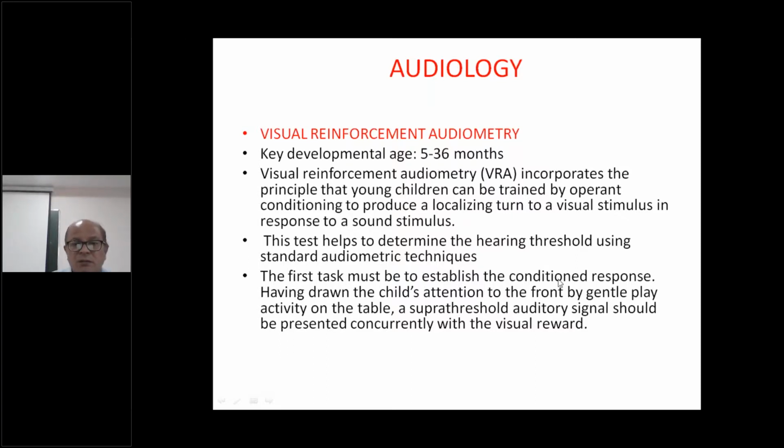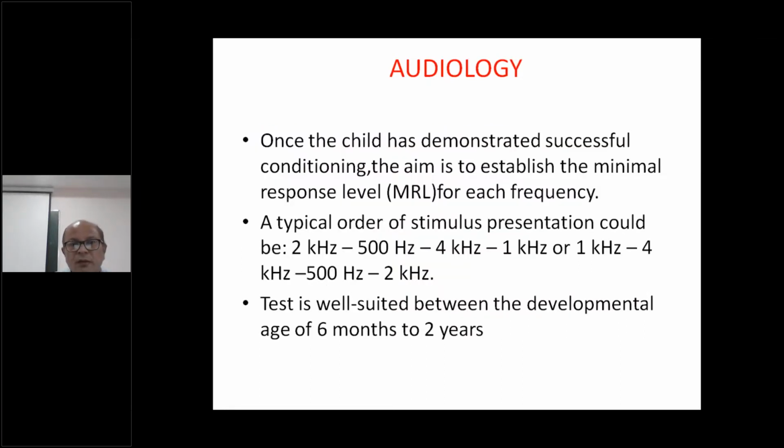The first task must be to establish the conditioned response. Having drawn the child's attention to the front by gentle play activity on the table, an auditory signal should be presented concurrently with the visual reward. While the child is playing with the person, sound is played, and if the child hears, he or she will turn the head toward the direction of the sound. From there you can know the threshold of hearing. This is just to have a rough estimate.